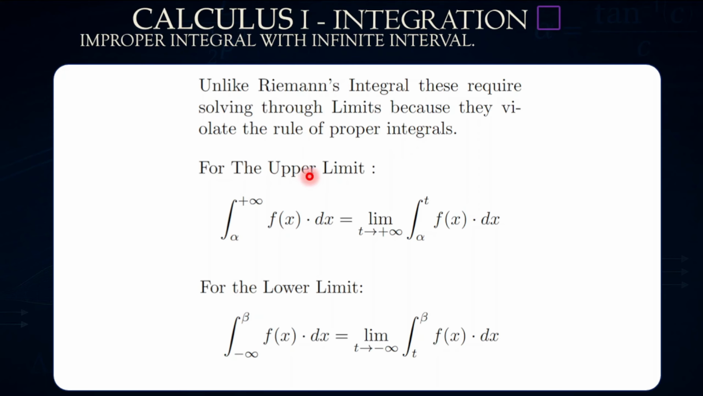For the upper limit, the integral from alpha to plus infinity of f(x) dx, where alpha is a constant well defined on f(x) and plus infinity is the upper limit, is equal to the limit for t going to plus infinity of the integral from alpha to t of f(x) dx, and we solve it for t, then we find the limit when t goes to plus infinity. For the lower limit, when the lower limit goes to minus infinity, the integral from minus infinity to beta, beta being a point well defined on f(x), of f(x) is equal to the limit for t going to minus infinity of the integral from t to beta of f(x) dx, and then we find the limit for t going to minus infinity after solving the integral for the lower boundary being t.